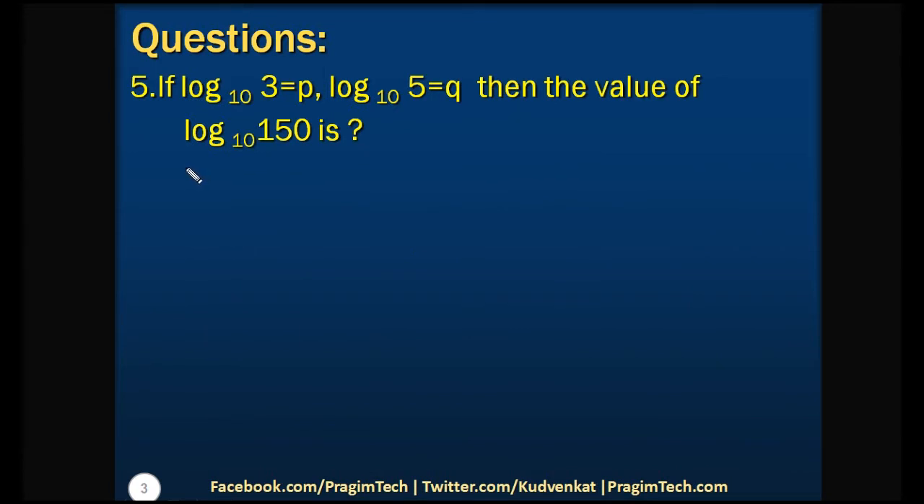Fifth question is, if log 3 to the base 10 is equals to p, log 5 to the base 10 is equals to q, then the value of log 150 to the base 10. So to solve this question, let us represent logarithm of 150 to the base 10 in terms of 3 and 5, so that we can substitute log 3 to the base 10 value as p and log 5 to the base 10 value as q. So let's do that. We can write 150 as 3 into 5 into 10, right? So 3 into 5 is 15, 15 into 10 is 150, to the base 10.